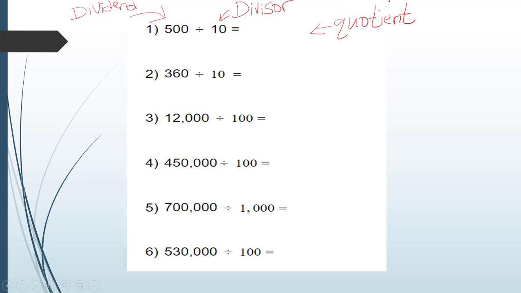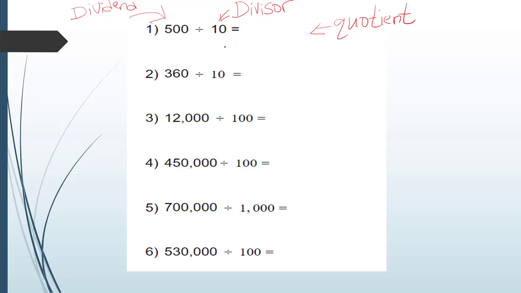So when we look at our problems here, all of these end in a 0. Some of them end in more than one 0. So today we're going to use that to help us estimate instead of having to solve it all. So when we have the dividend and the divisor both ending in zeros, we can estimate easily. So let me show you how to do that.